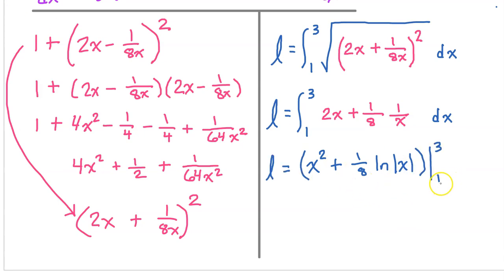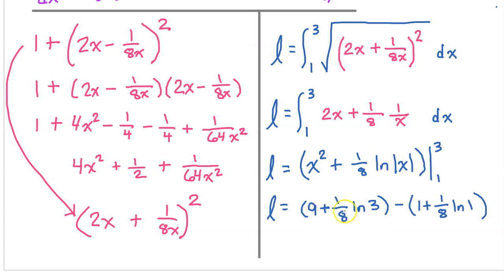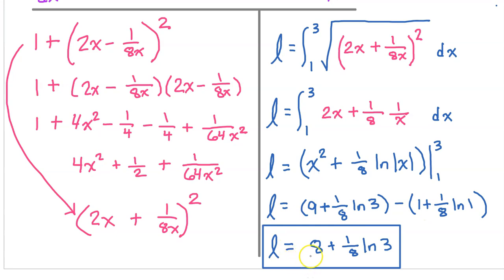Next, we apply the limits of integration from 1 to 3. So we need to find the value at 3 minus the value at 1. Here's the value at 3 minus the value at 1. Natural log 1 is 0, so this term is gone. So we really just have the first set of parentheses minus 1. 9 minus 1 is 8. So the arc length is 8 plus 1/8 natural log 3.